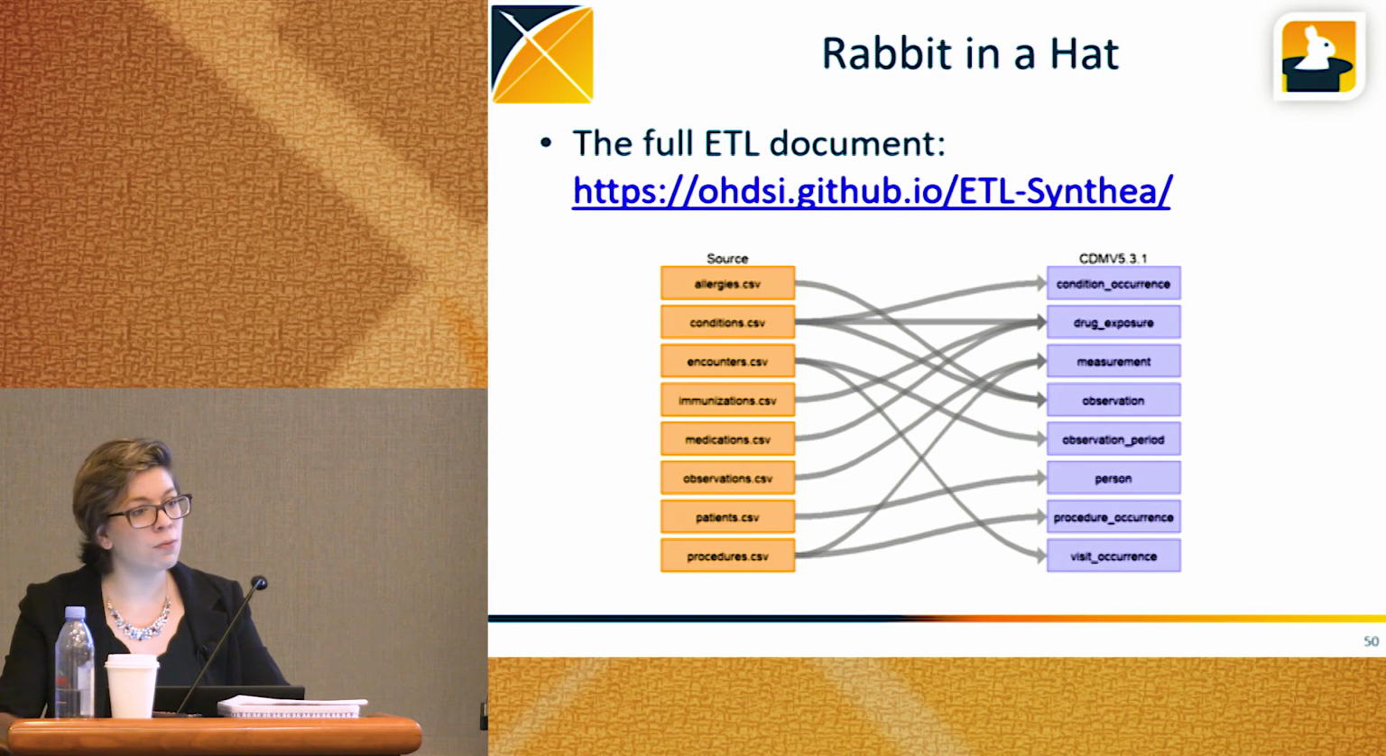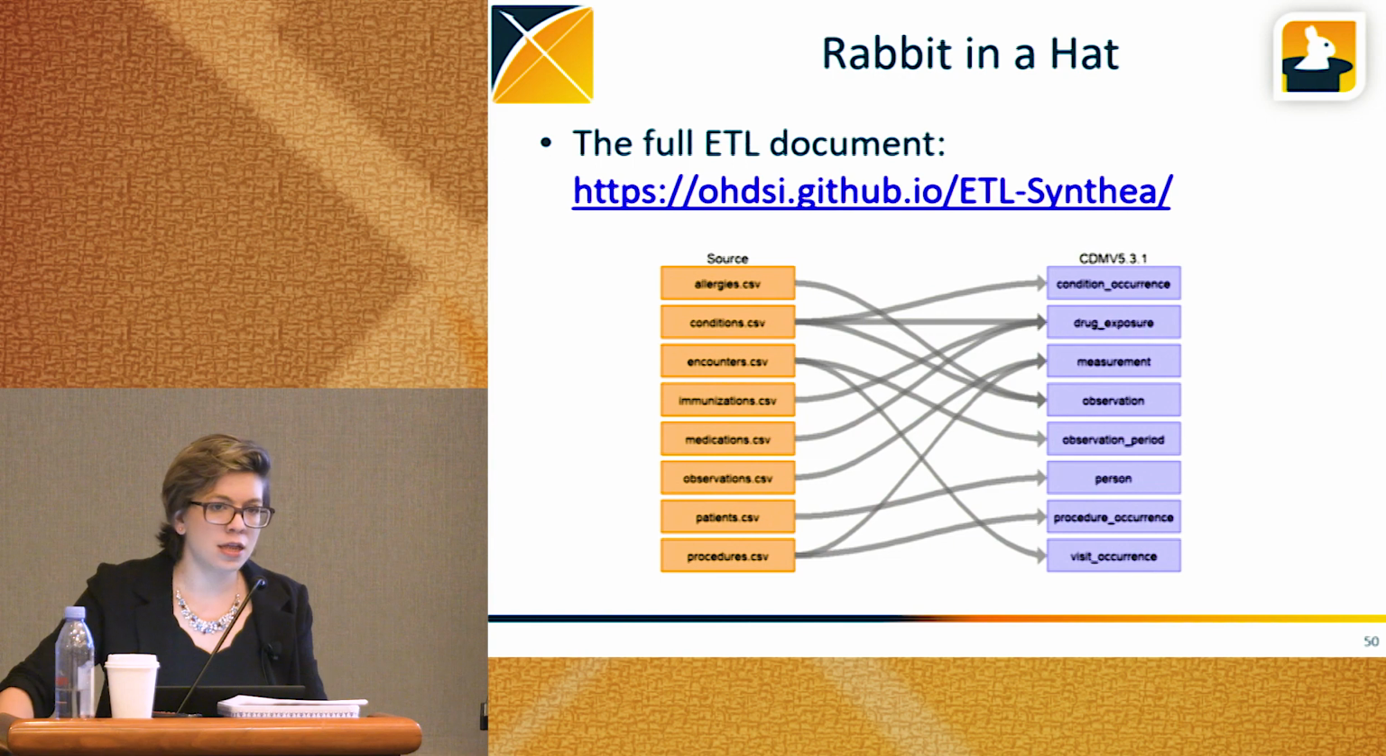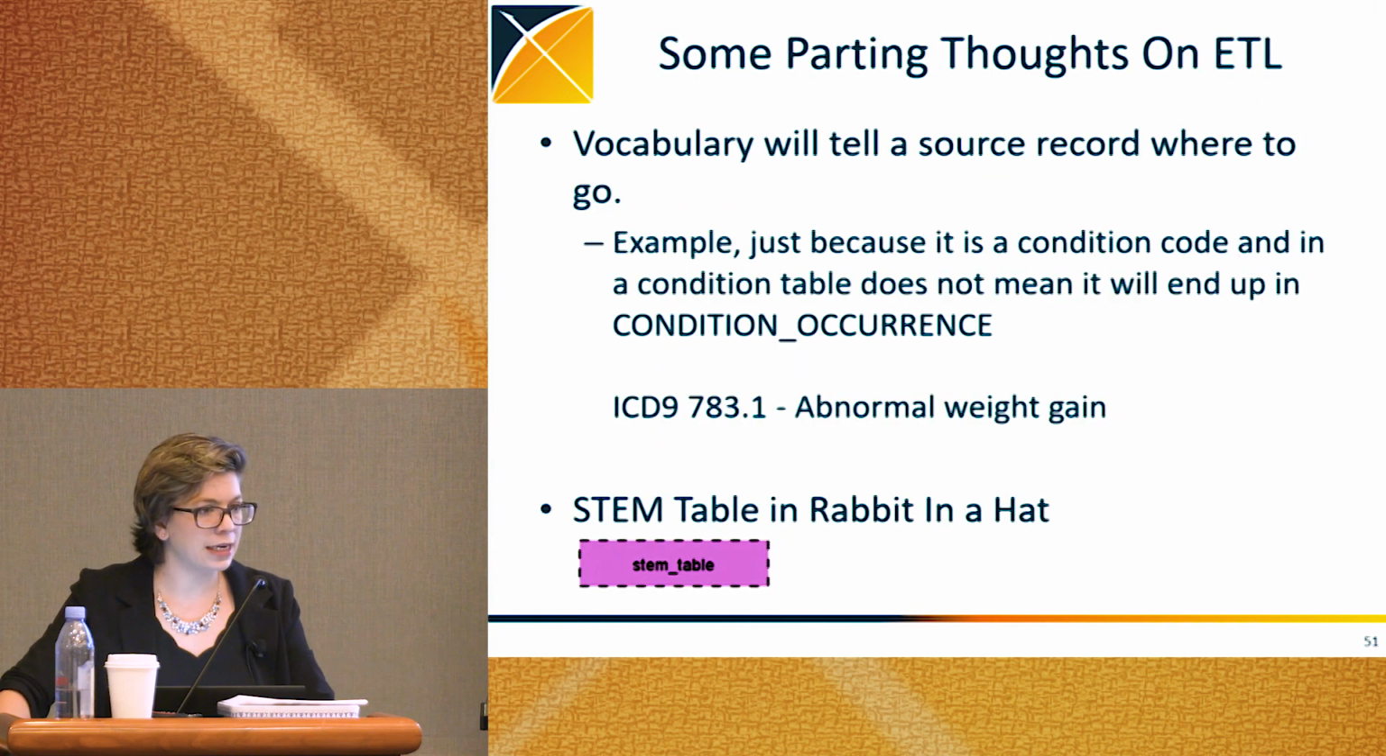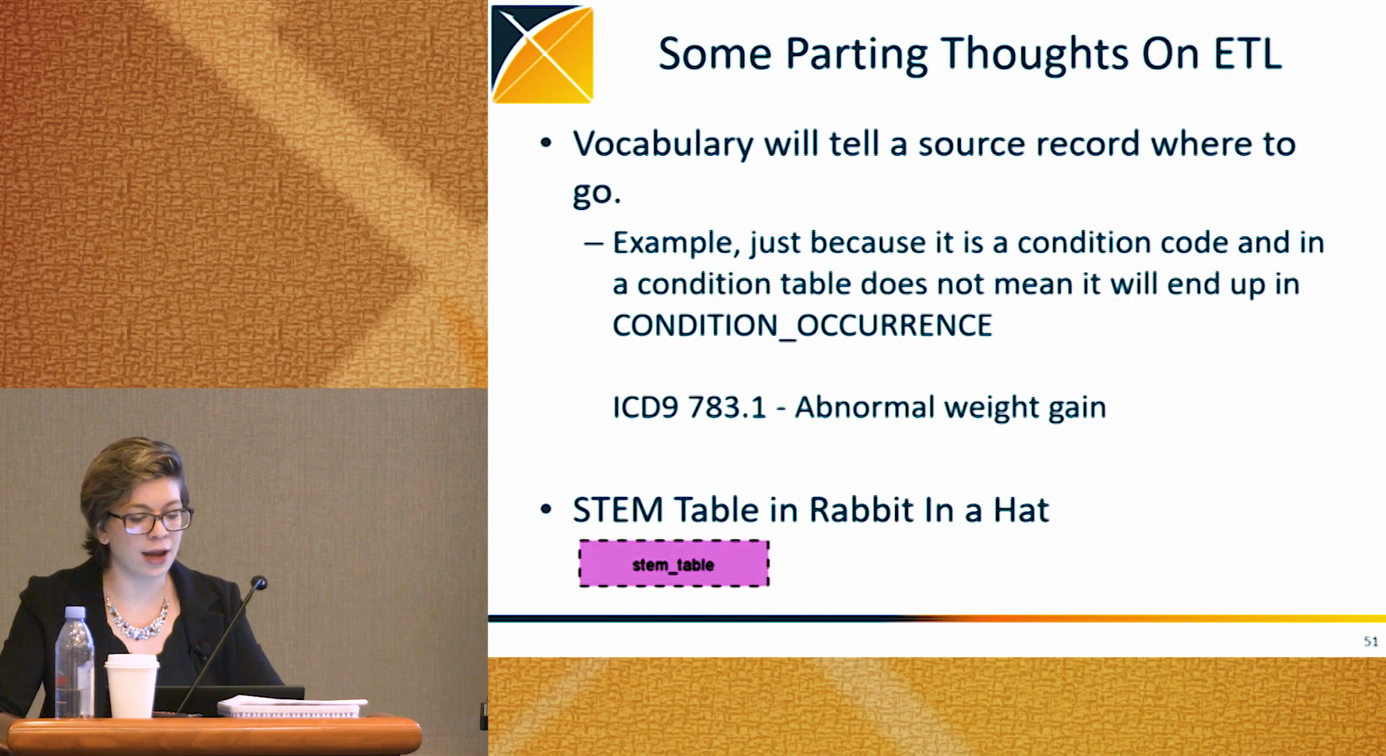We're going to talk about it more in the next section. But one of the things you need to keep in mind when you're developing the ETL is that the vocabulary is going to dictate where some of your records end up going. Just like we saw in Synthea that there's a conditions table, that doesn't always mean that all those records will end up in the condition occurrence table. There might actually be some drugs in there, and the vocabulary is what dictates in the end.